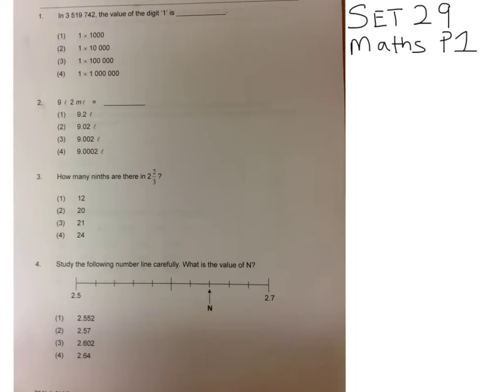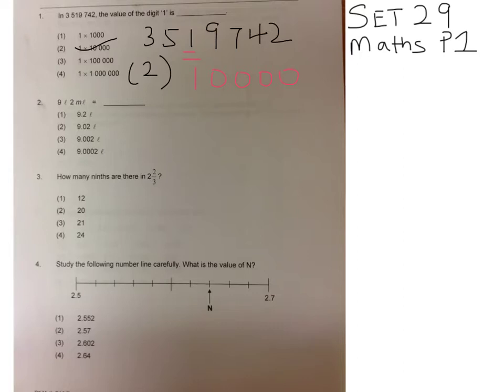Set 29, Max Paper 1. Okay, for question 1. In 3519742, the value of digit 1 is, so we have 3519742. We look at this digit, we bring it down, and you can see very clearly that the answer is 10,000. Our answer is 2. Question 1, answer is 2.